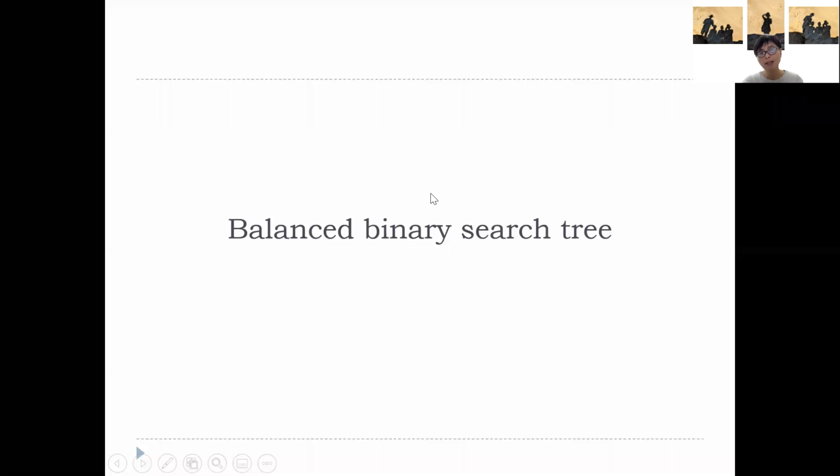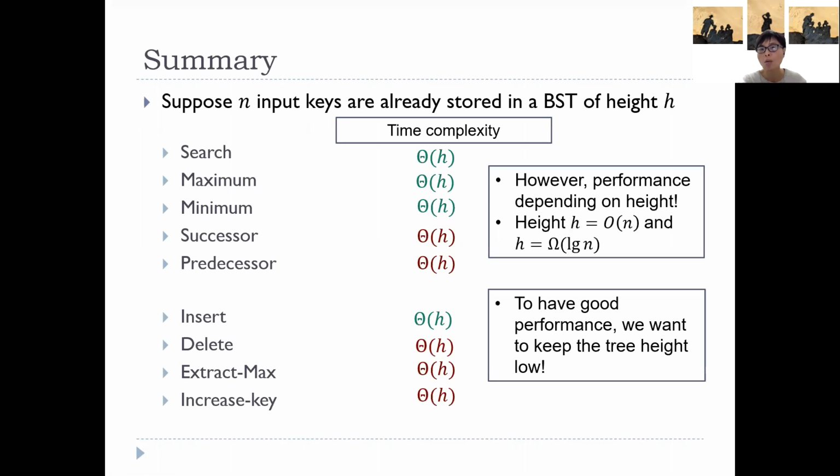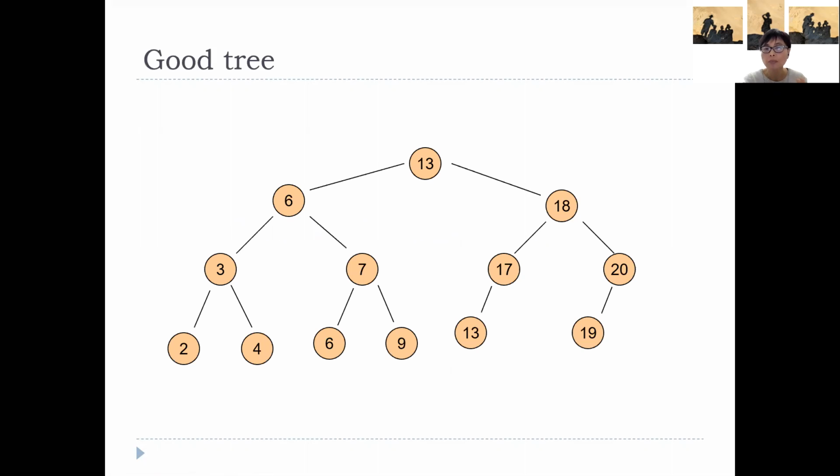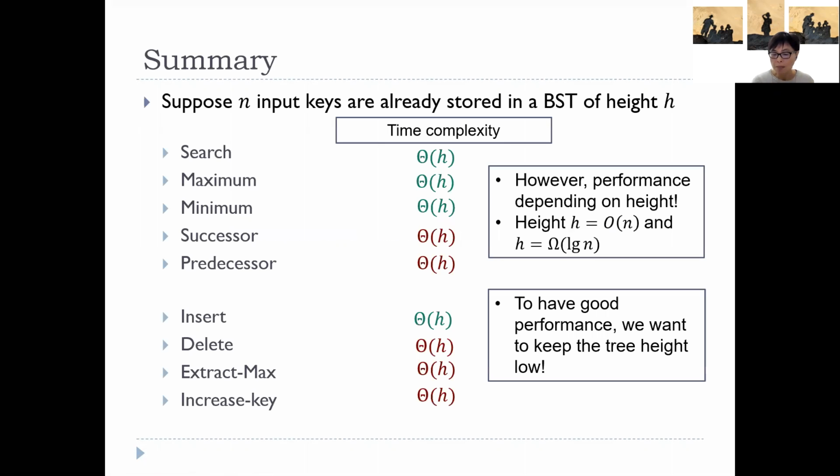All right, as we said, the performance of your binary search tree, all these different operations, depends on the height of the tree. So if we want the binary search tree to be really useful and efficient, we want to keep the height as low as possible. But at the same time, we also know that the best possible height asymptotically is log n.